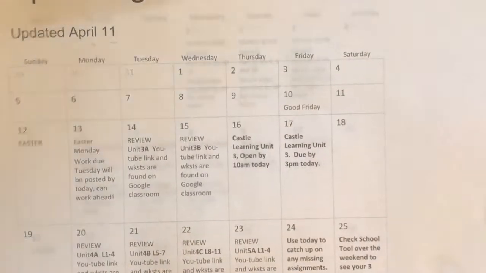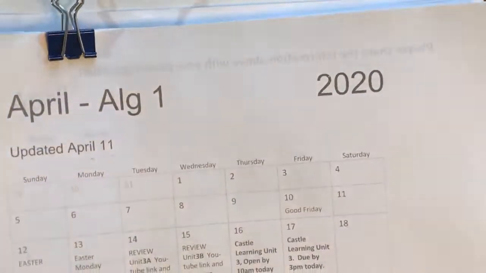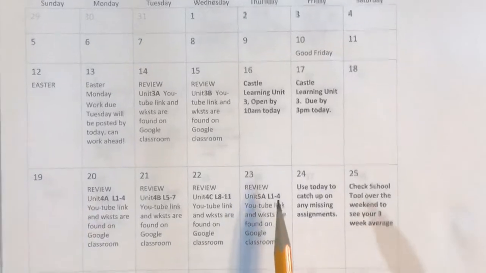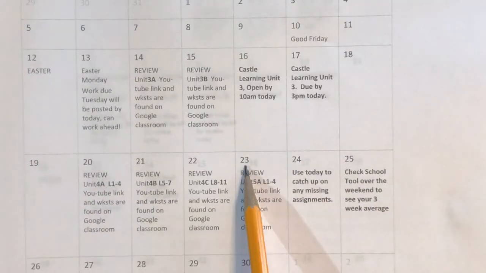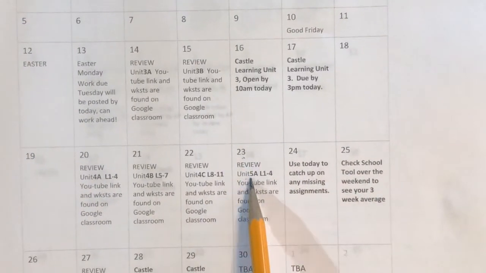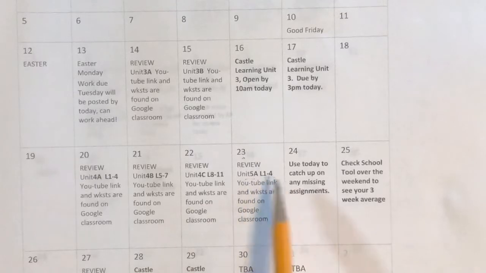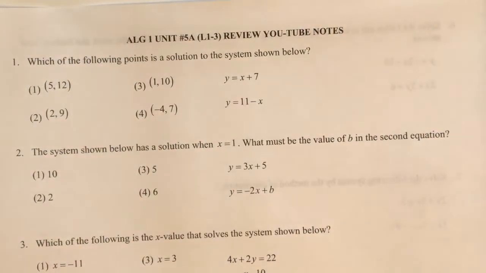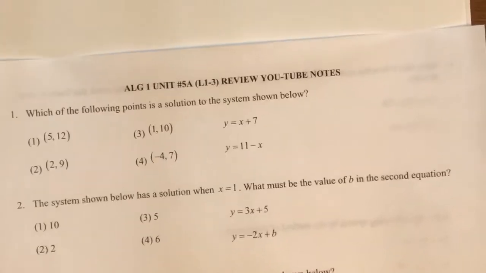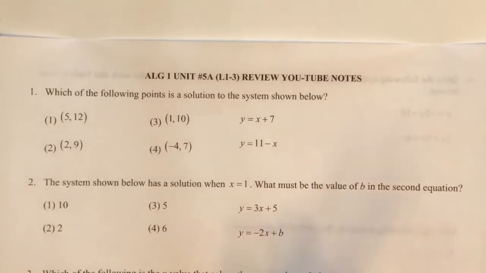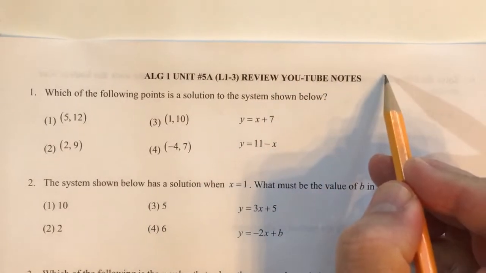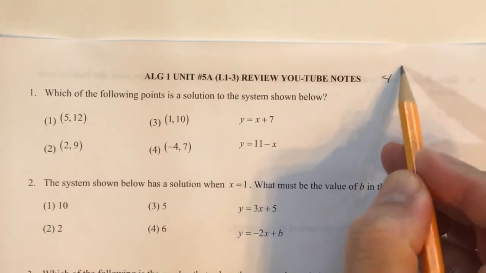All right, Algebra 1. We're at April 23rd. We're doing Unit 5, Lessons 1, 2, 3, 4. What was Unit 5 about? It was the continuation of linear. So we should be doing the YouTube notes.